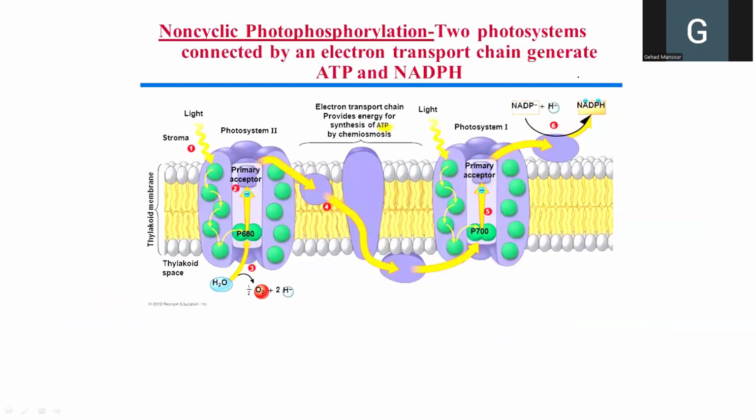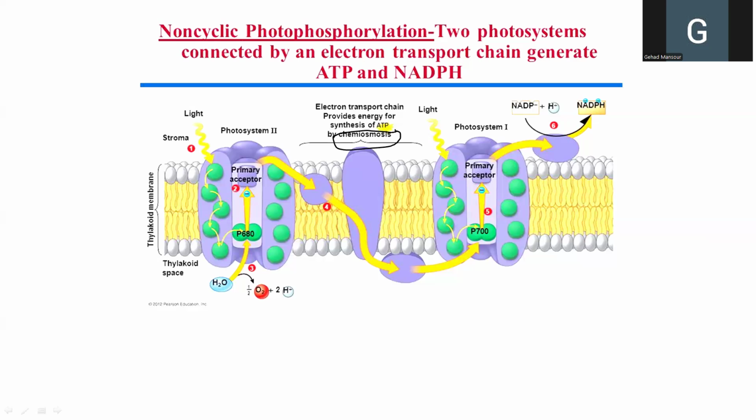Here again, we have light that falls on photosystem 2, and then you have more details concerning the primary acceptor first, and then the transfer of electrons along the electron transport chain, and then the same occurs in photosystem 1 and the formation of reduced NADP. Here we refer to the term chemiosmosis. They say energy for synthesis of ATP by chemiosmosis.